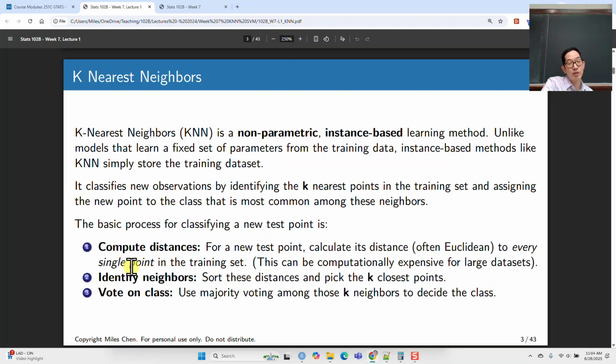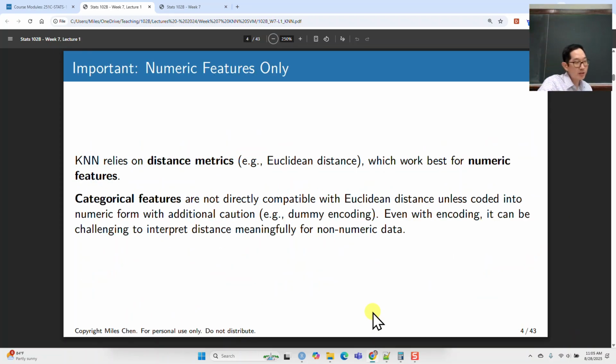So the process goes like this. Number one, you have to compute the distances from your test point to every single data point in the training set. Again, this step can be very, very computationally expensive, especially if you have a big data set. Then once you have all of those distances, you sort them least to greatest, and you pick the k nearest points, the k observations with the shortest distances, and then you use majority voting among the k neighbors.